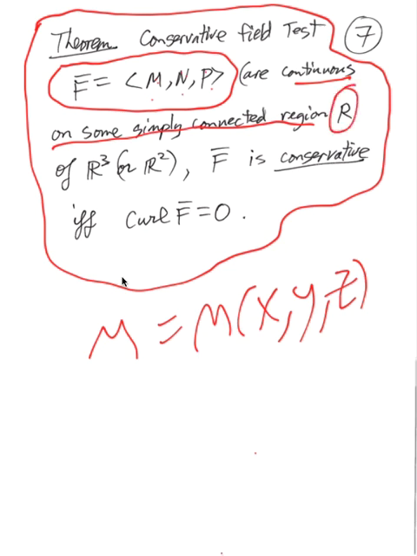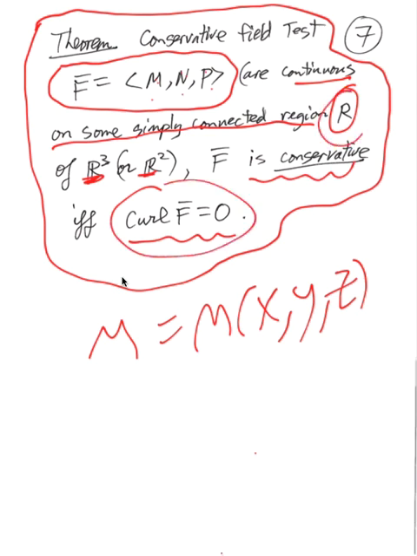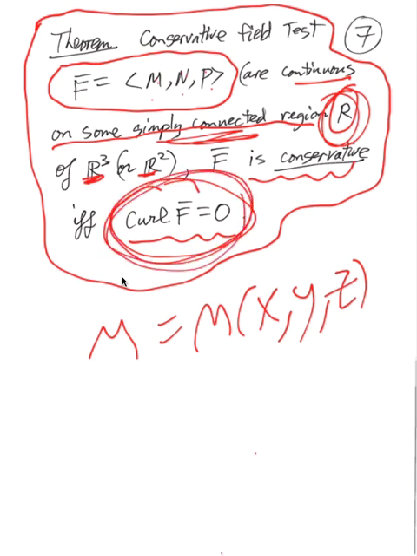R of r cubed or r squared. F is conservative if and only if its curl is identically 0. Okay, I should really say this. I should go to black here. Identically 0. I mean, its curl is 0 at every point in the region R. Now, we need to talk about simply connected region. But we're always going to be using simply connected regions. So basically, when I ask you guys questions about this, you're just going to compute the curl and see if it's identically 0.